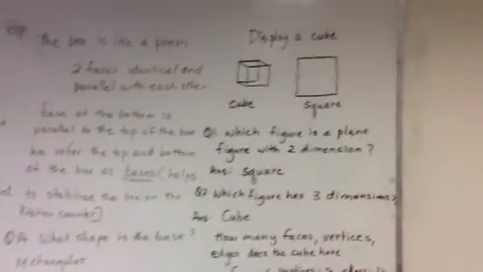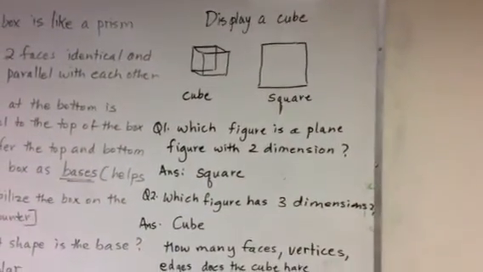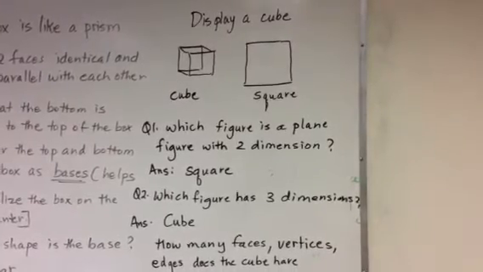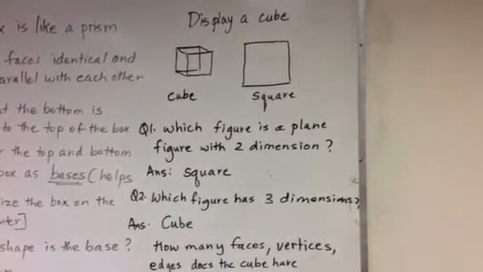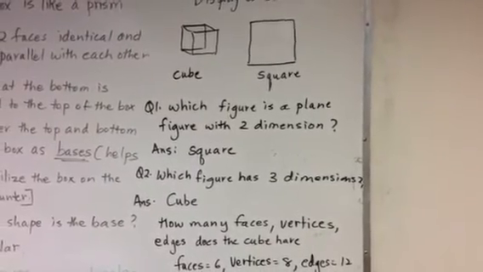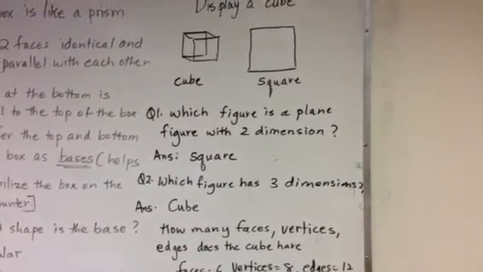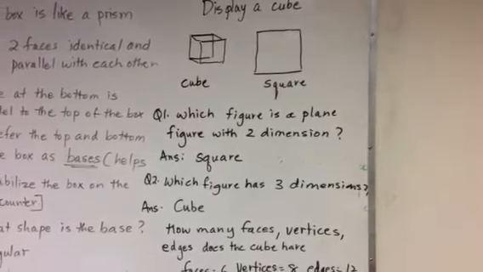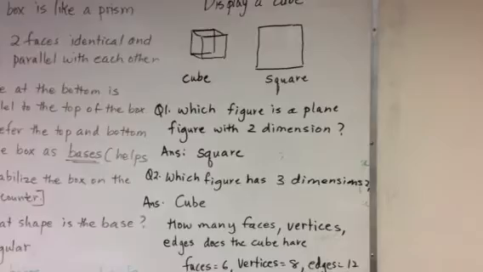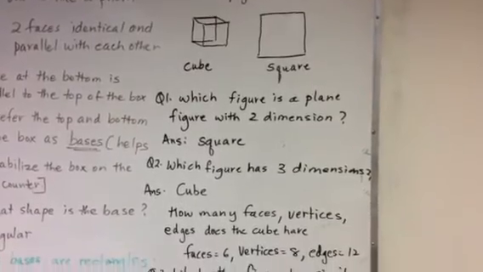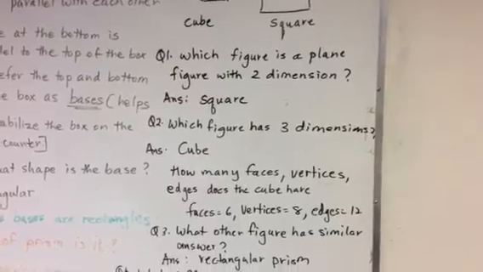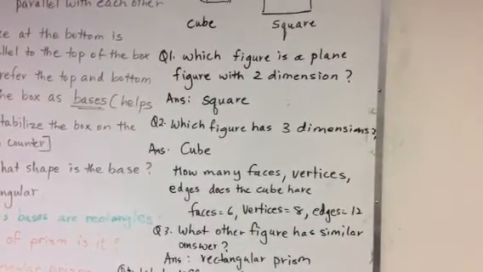Now here I have displayed a cube and a square. Which figure is a plane figure with 2 dimensions? Answer: a square. Which figure has 3 dimensions? A cube. How many faces, vertexes and edges does the cube have? It has 6 faces, 8 vertexes, and 12 edges. What other figure has a similar answer? A rectangular prism has the same answer.